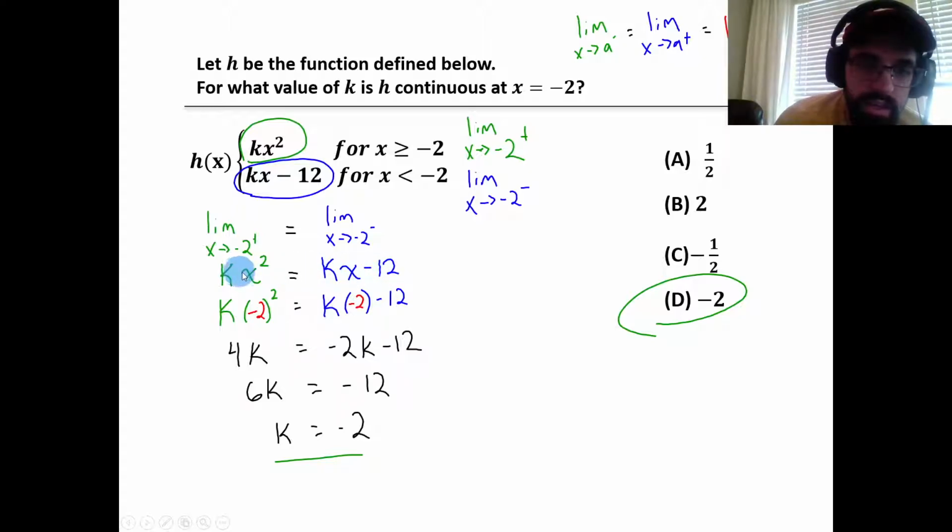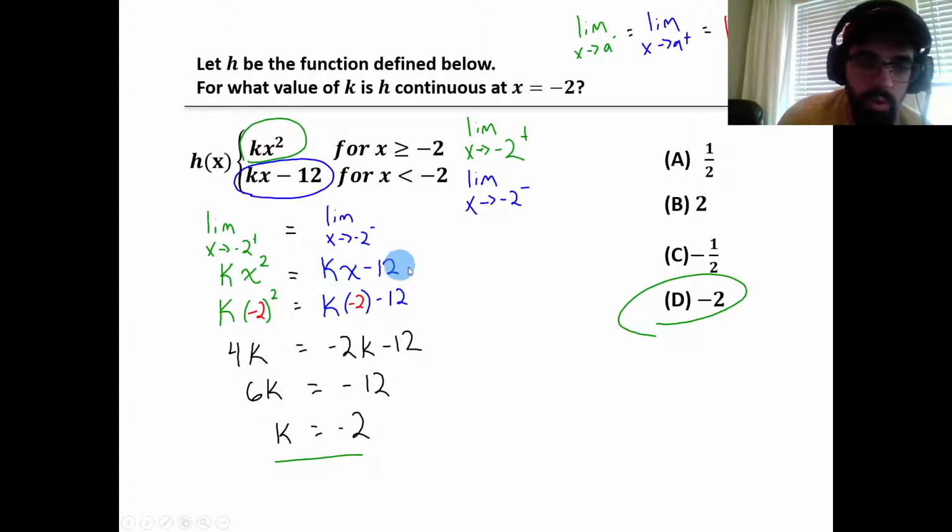So that's kind of tricky to solve because we have two variables and one equation. We don't really have enough information to pinpoint k at this point. So what we have to do is go back to our definition of continuity. And the third point is that the limit has to be equal to that value for h itself. Because we're looking at the limit as x approaches negative 2, we want to say h of negative 2 is also equal to that limit. And so for that reason, we could just plug in a for x, or in this case, negative 2 for x.